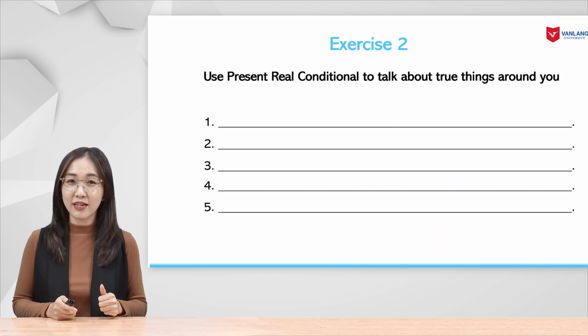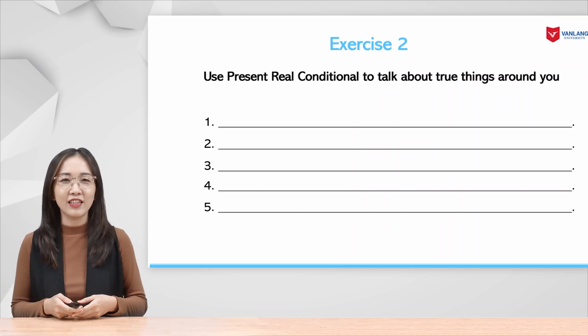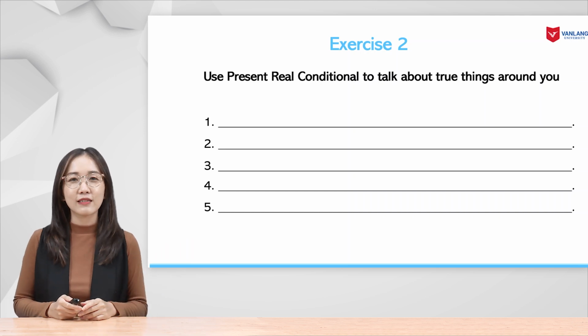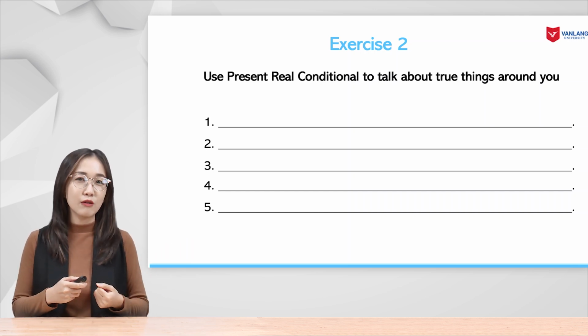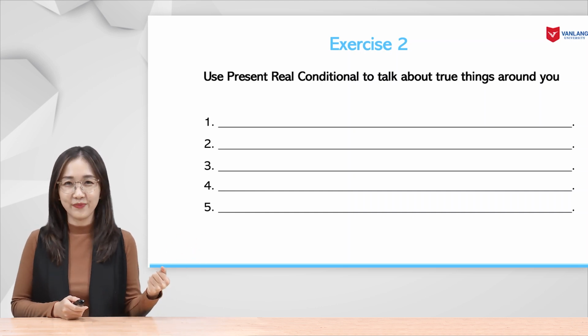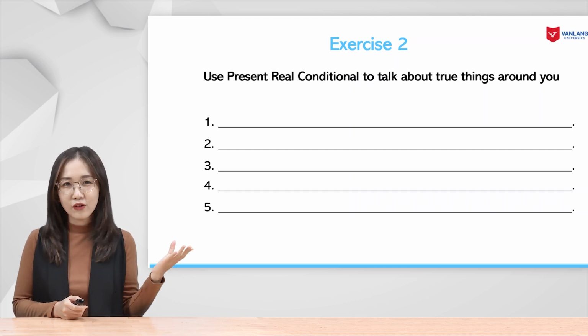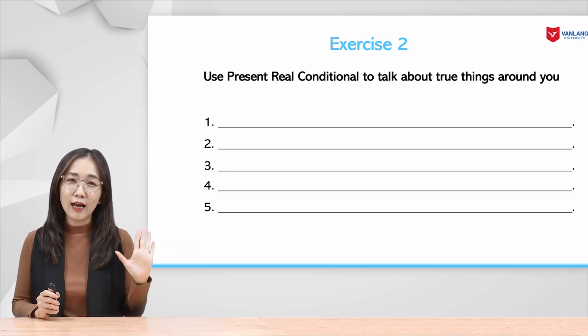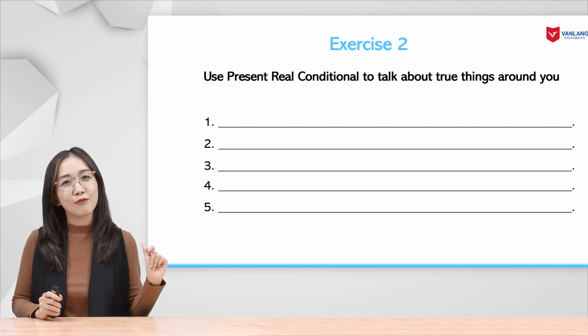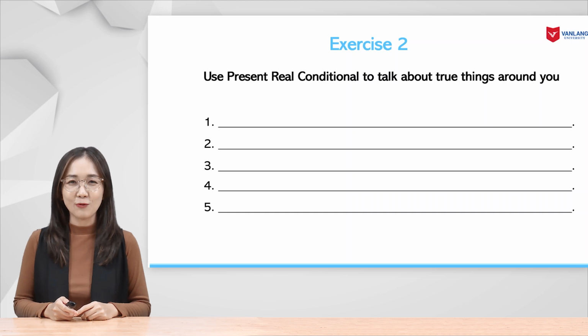Alright, you've done a very nice job, everyone. Now it's time for you to be creative a little bit. Move on to exercise 2. Also use present real conditional to talk about true things around you. You can grab your notebook or your phone so you can write down 5 sentences using present real conditional, and come back later to check the answers with me.